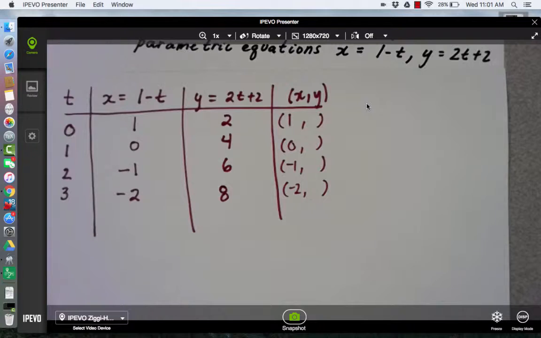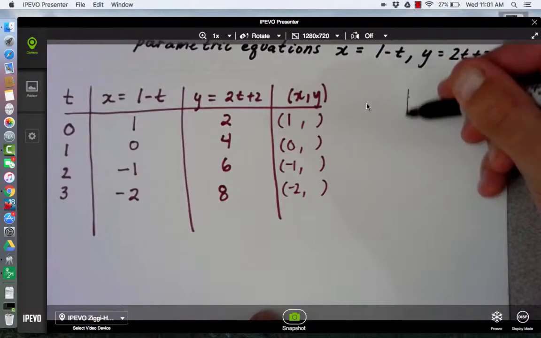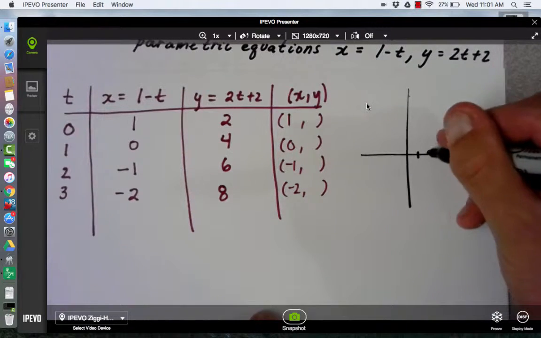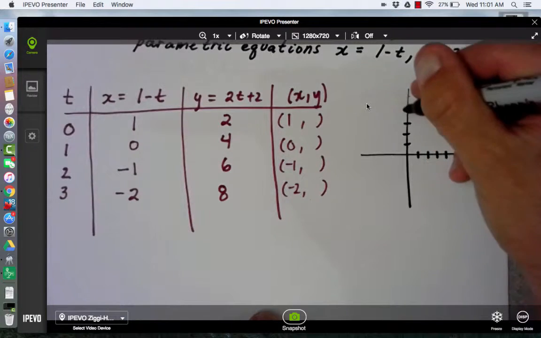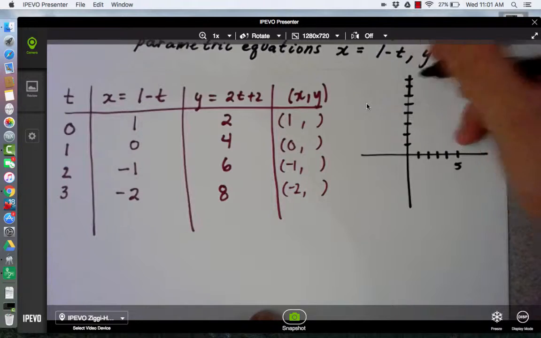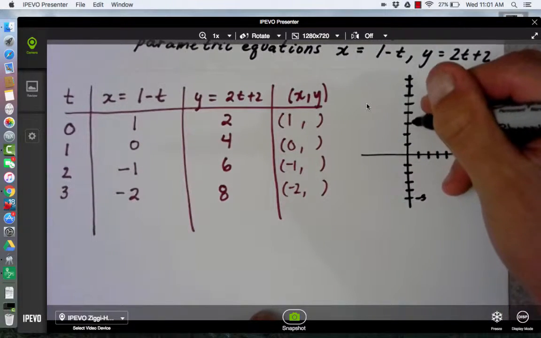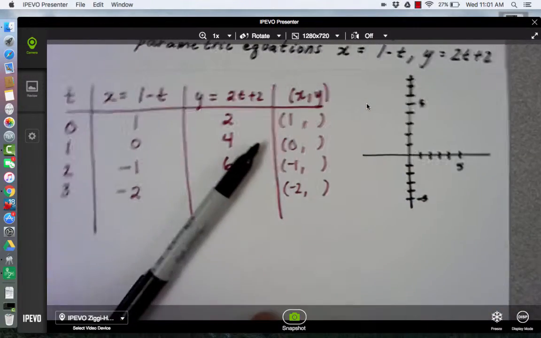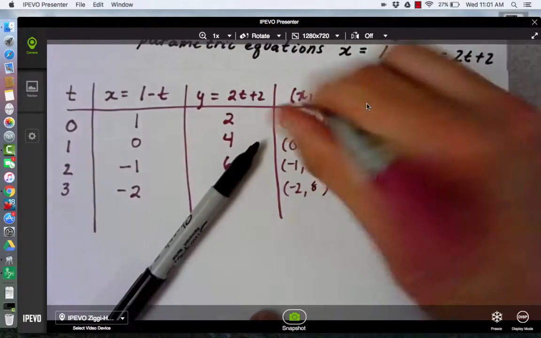Now what we can do is graph this if you wanted to. I can just graph what I have. Okay, it looks like I need a scale, so we'll put this together. So 1, 2, 3, 4. We'll put that graph together. So we put those in: 2, 4, 6, 8. So we have our completed ordered pairs now.